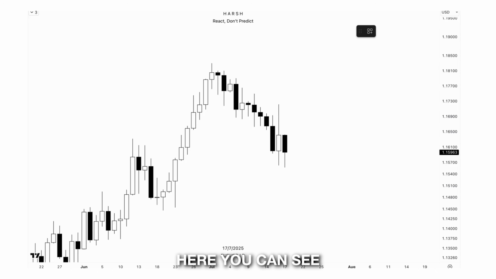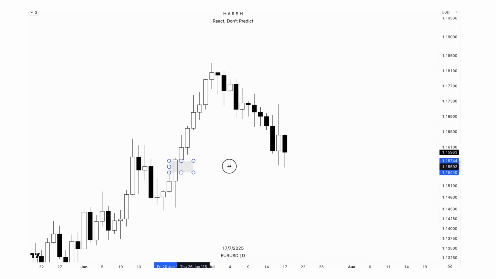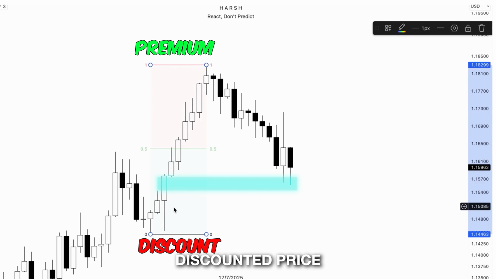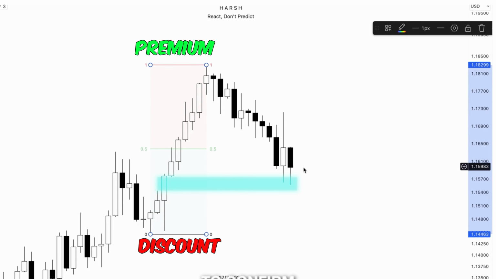For example, here you can see you have a higher time frame narrative on the daily chart on Euro, where you can see you have this daily fair value gap forming here. If you also look at the premium and discount zone, you can see we are in a discounted price, and you can also spot some divergences with another pair, and everything that you need to do to confirm the buy should be done on the higher time frame.